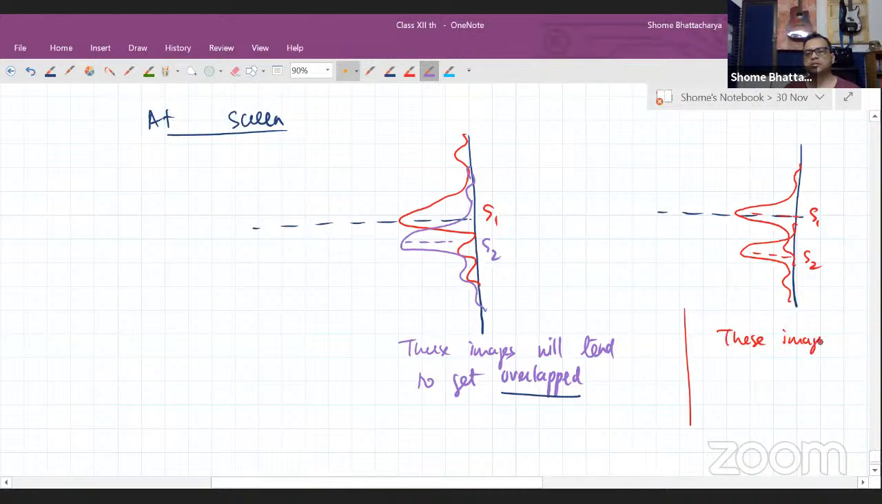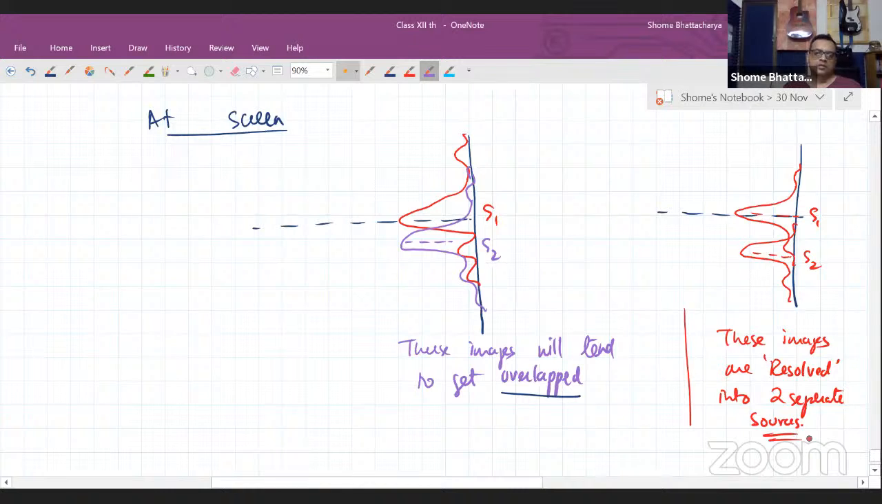These images are resolved into two separate sources. Okay, so it all depends on the angular separation. From the position of the lens, it all depends on the angular position of the first and the second. It all depends on this.